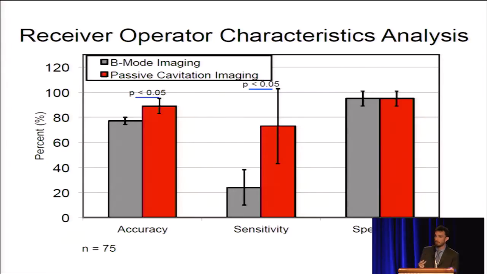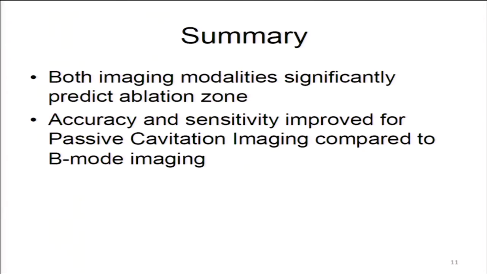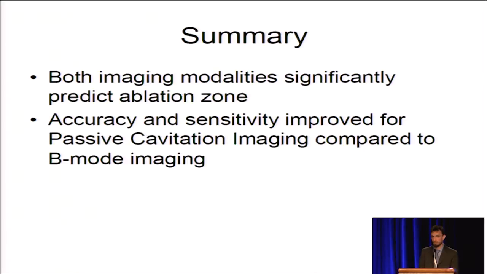We can also pull a couple of other statistics from these receiver operator characteristics: the accuracy, sensitivity, and specificity of these imaging modalities. In terms of accuracy and sensitivity, passive cavitation imaging was significantly better. In fact, in terms of sensitivity, there's roughly a factor of 3 improvement, although the specificity is roughly the same between the two. In summary, both passive cavitation and B mode imaging were found to significantly correlate with the mechanical ablation with histotripsy, but in terms of predictability, accuracy, and sensitivity, passive cavitation imaging outperformed B mode imaging.